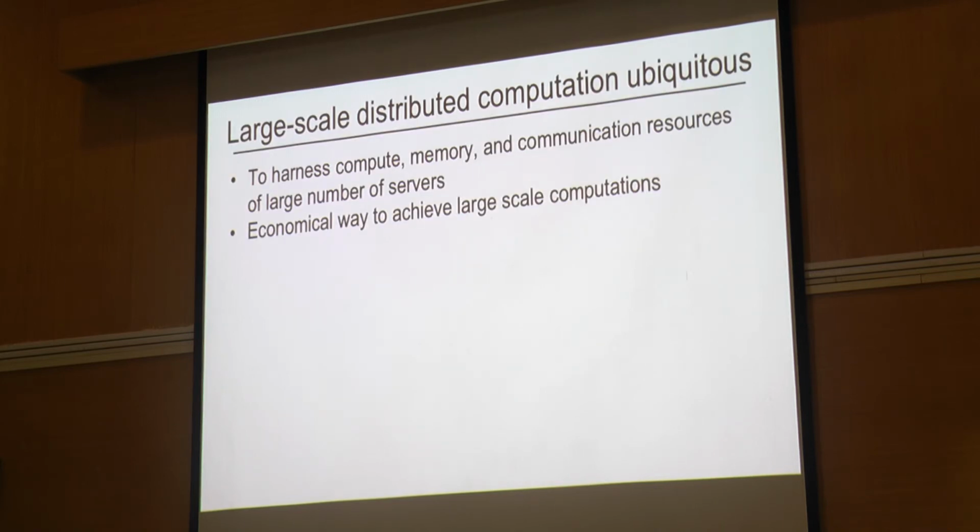Large-scale distributed computation is ubiquitous now, and the main reason is to harness the compute, memory, network bandwidth, and disk IO bandwidth of multiple servers together, right? This is an economical way to achieve large-scale computation, and this has been the way for almost a few decades now, once Google started this revolution of building warehouse-scale commodity equipment-based computing infrastructure.